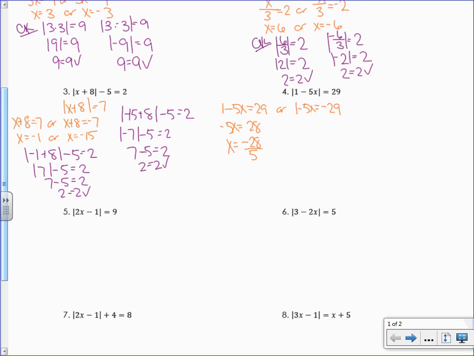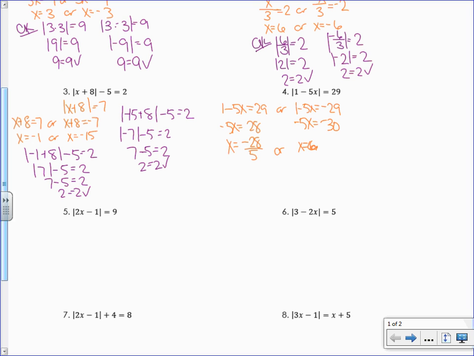We do not write this as a decimal. We do not try because it's a fraction. We just leave it. Fractions are okay in this class. Or, if I'm over in my other case, I subtract 1. I get negative 5x is equal to negative 30. Divide both sides by negative 5. I get x is equal to 6. So that's not bad. We had a funky fraction, but we also have a nice integer.